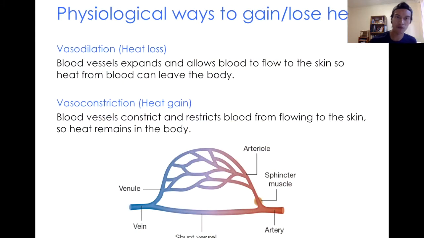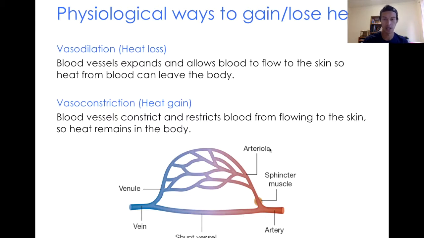Okay, physiological ways. There are a few different ways. Another way is what we call vasodilation, which is heat loss, or vasoconstriction, which is heat gain. So your blood vessels have quite a spectacular ability to expand or constrict to increase or decrease blood flow, and therefore increase or decrease the amount of heat flowing to the skin and away from the skin. Right, and so you've got the structure of the artery coming in from here. There is a muscle that can clamp called the sphincter muscle, and what it does is it redirects the blood flow. You've got a shunt vessel.